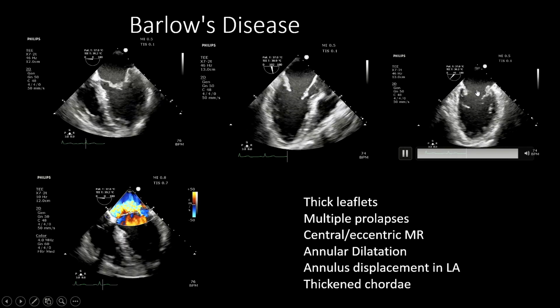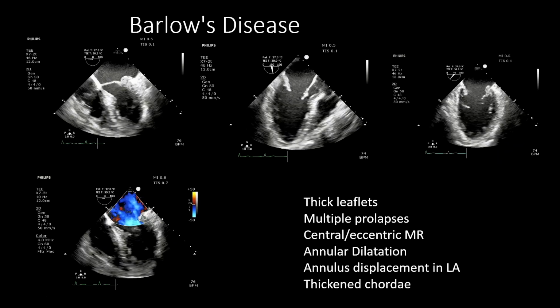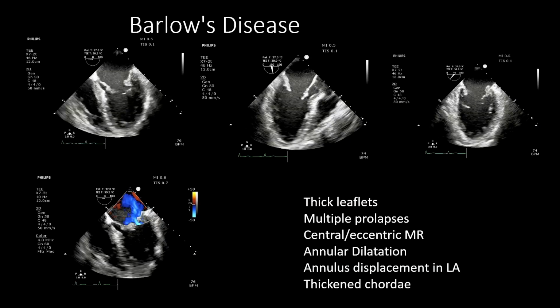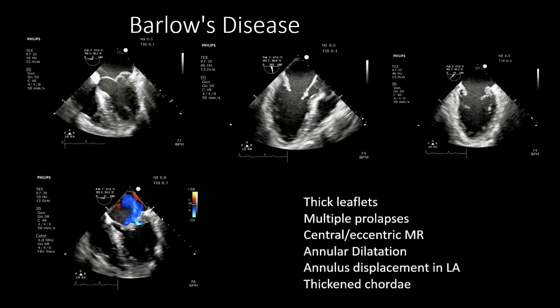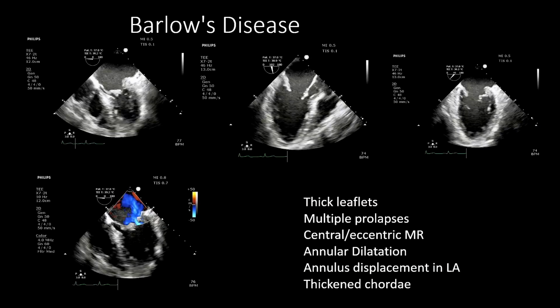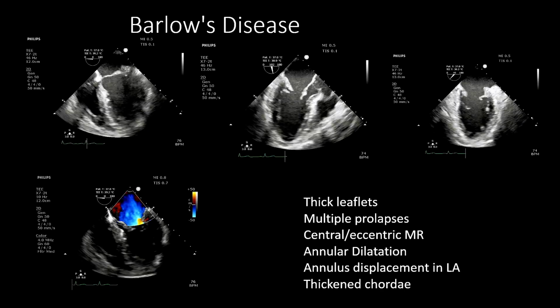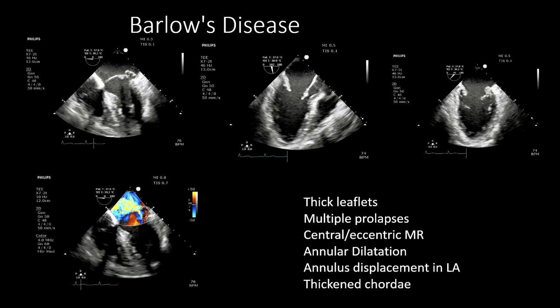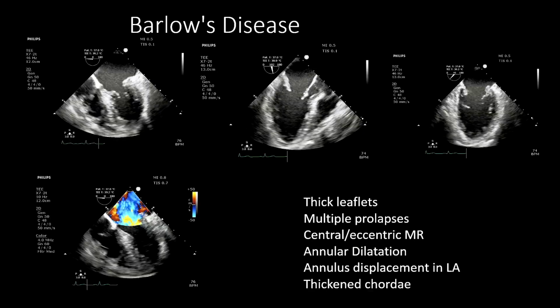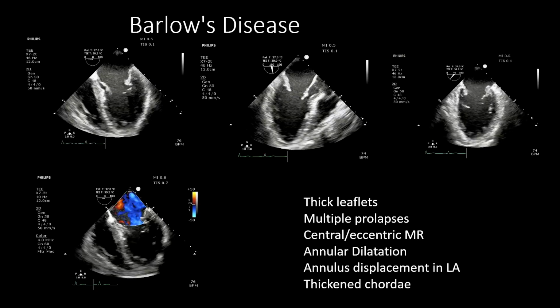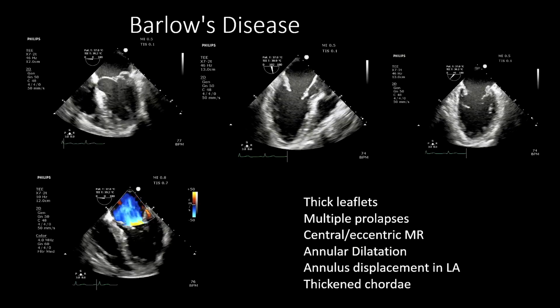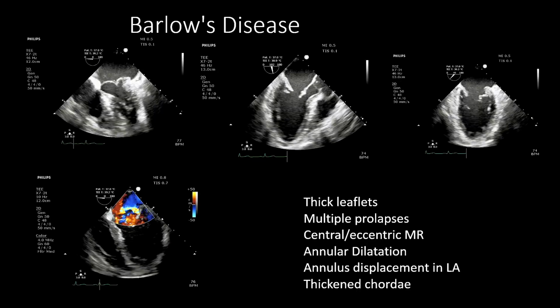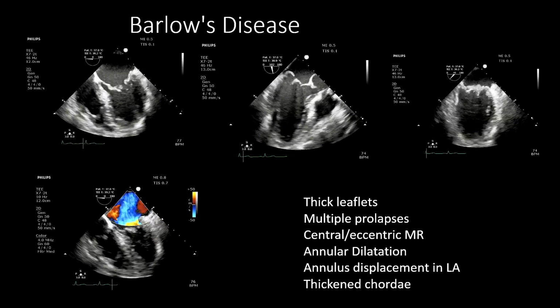There can be central or eccentric MR depending on which prolapse is prominent. There is always annular dilatation, and there is so much tissue in the mitral valve region that the whole annulus gets displaced into the left atrium, and there are usually thickened chordae. These are the kinds of cases which always go for replacement rather than repair, or maybe a very well experienced surgeon can repair a Barlow's.